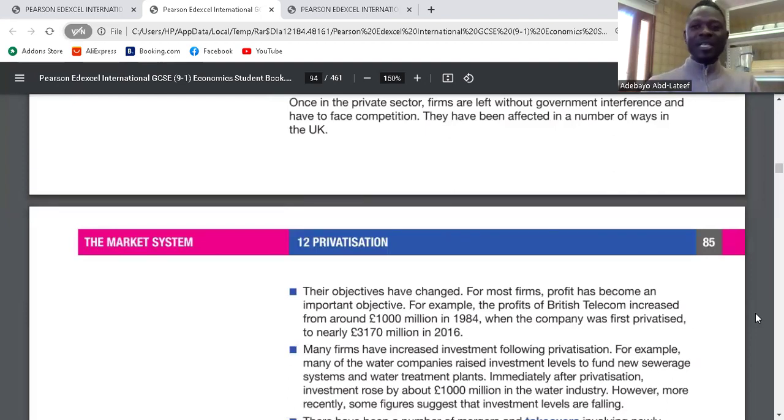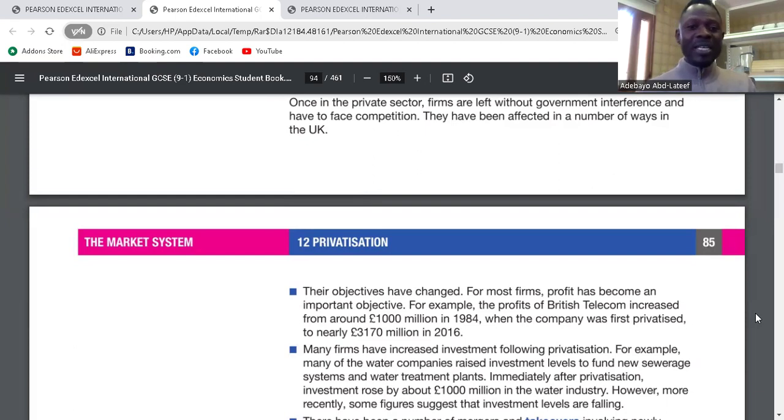So it means competitiveness starts coming in. So you won't have that luxury that you used to have when you are in the public sector. In the private sector, they compete for customers. They compete for revenue. They compete for market share. So there's fierce competition in the private sector.